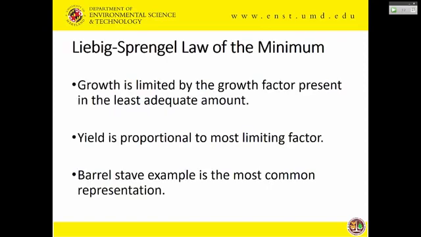Right? Well, we've got some work that came out of the 1800s by a German ag scientist, Liebig, and a colleague, well, he wasn't really a colleague, they weren't even friends, Sprengel. Liebig's law of the minimum, I now call it the Sprengel law of the minimum because Liebig essentially stole Sprengel's work and wrote it up, and because he was a big name, he got all the credit for it. Happens a lot in science. What it says is that growth is limited by the growth factor present in the least adequate amount. Right? And yield is proportional to that most limiting factor.